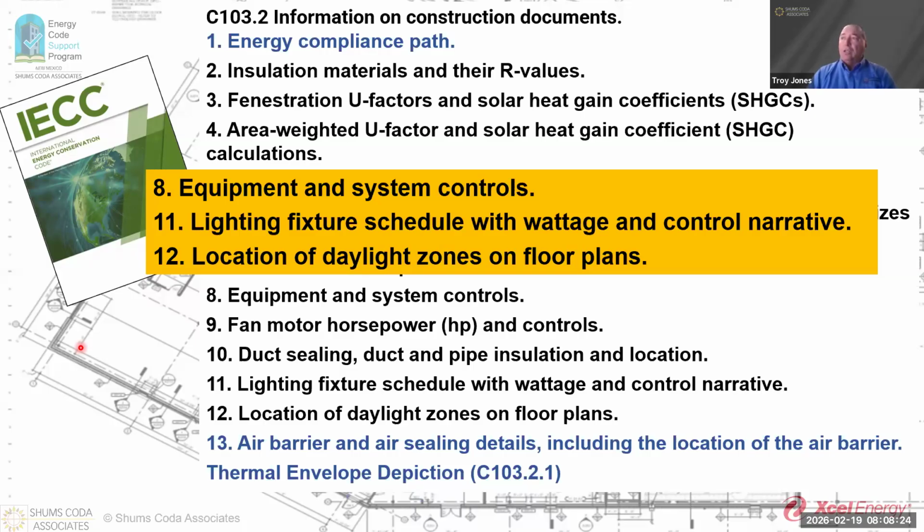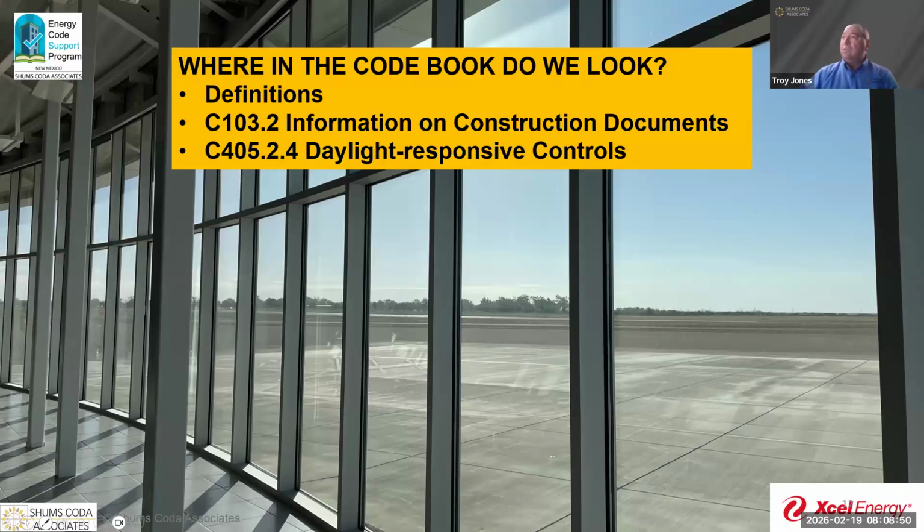So these are the three items in the code that give us the requirements to what we need to have on the plans. And like I said, trying to install these daylight zones and trying to inspect them without this information just can't happen. So if you don't have it on the plans, you're going to have to get it to be able to do those inspections. Section C405.2.4, that's the third part of where we're looking for this on our daylight responsive controls.